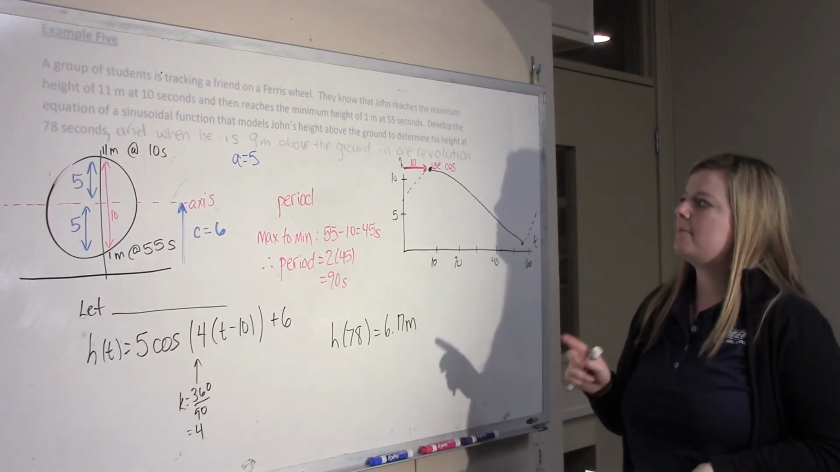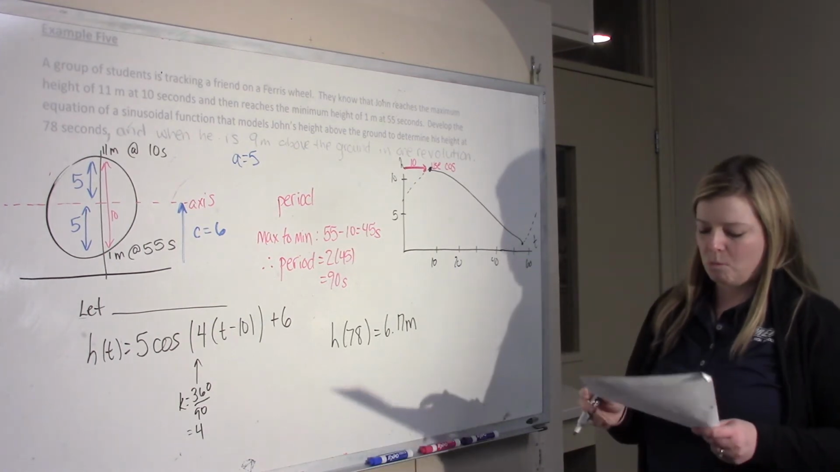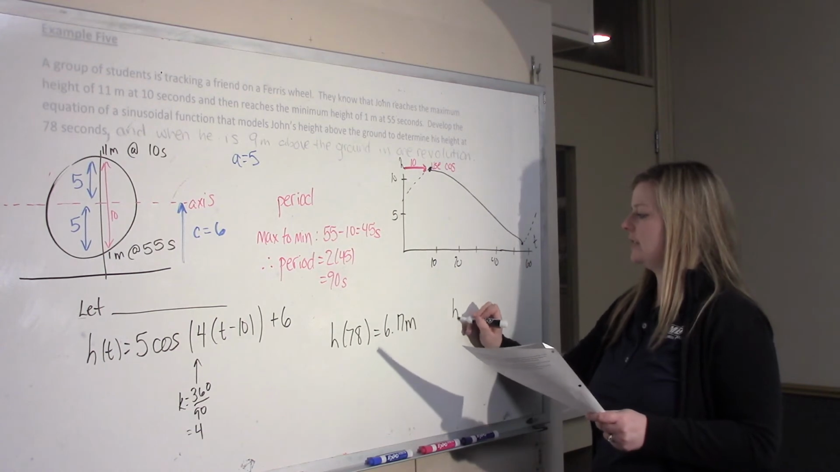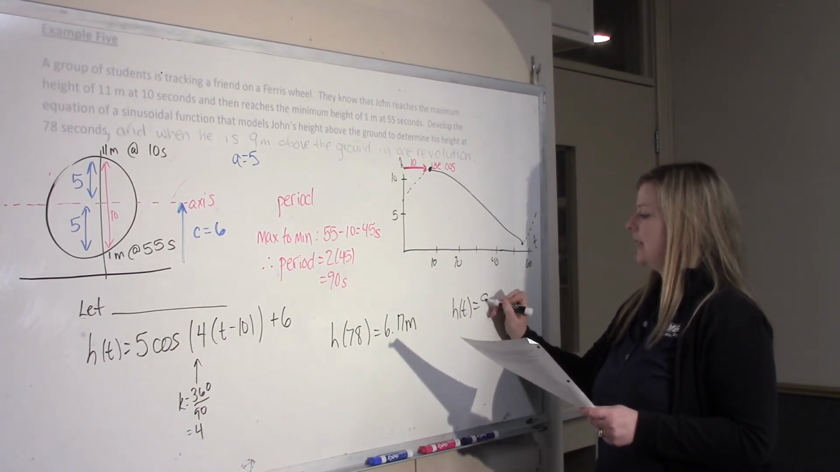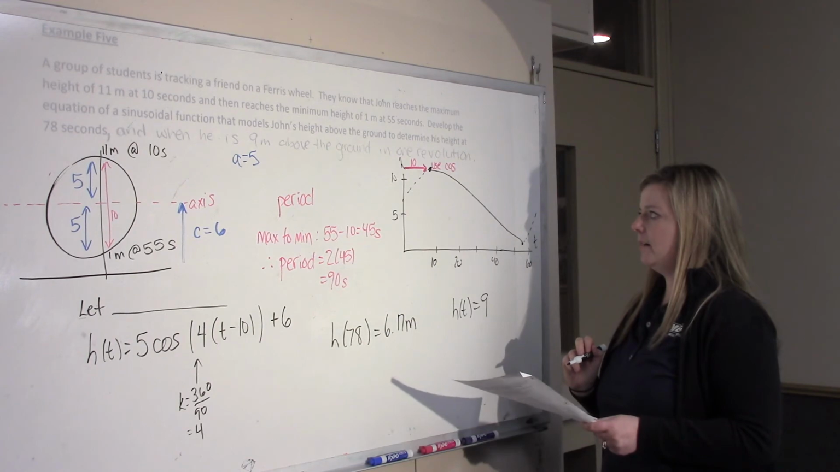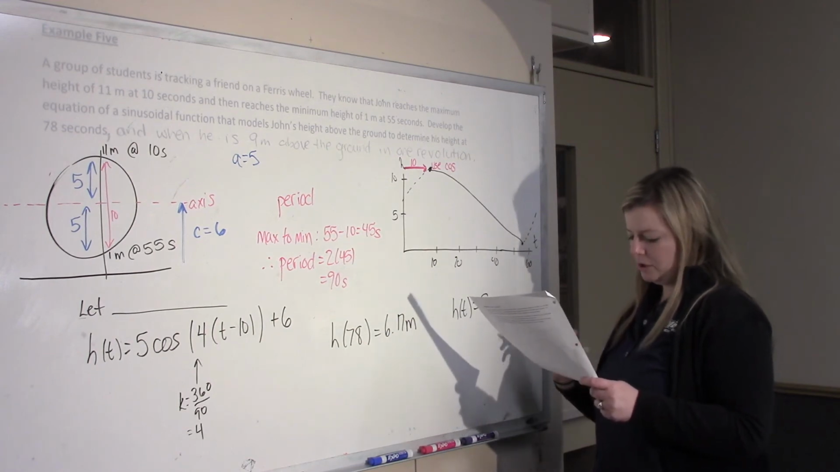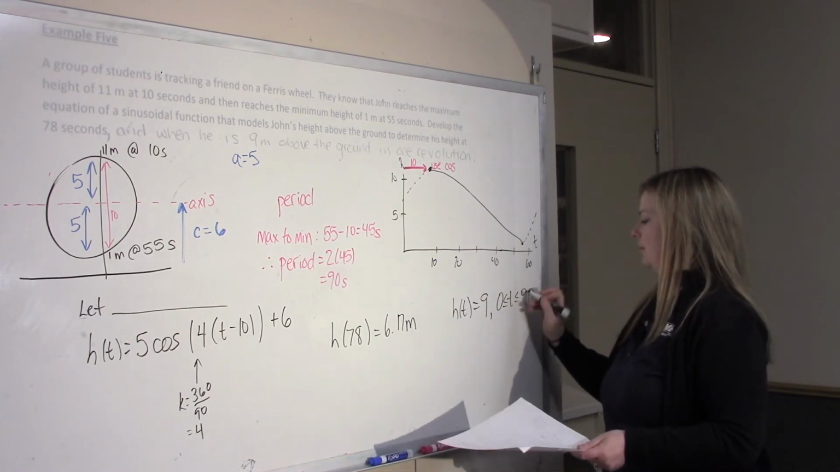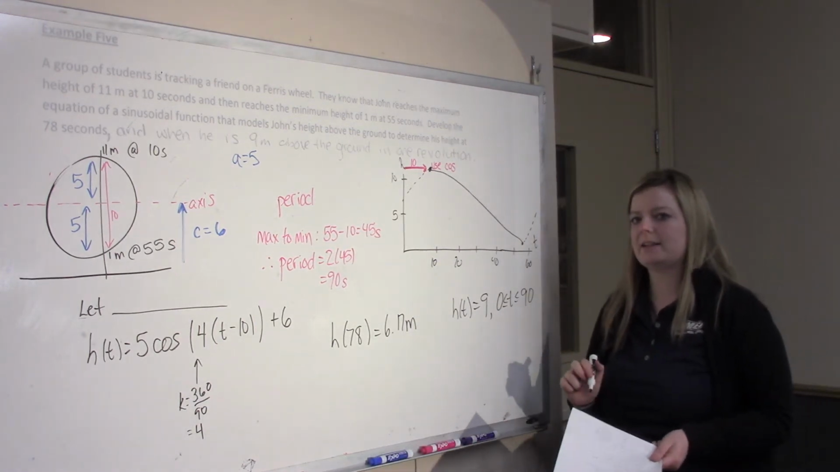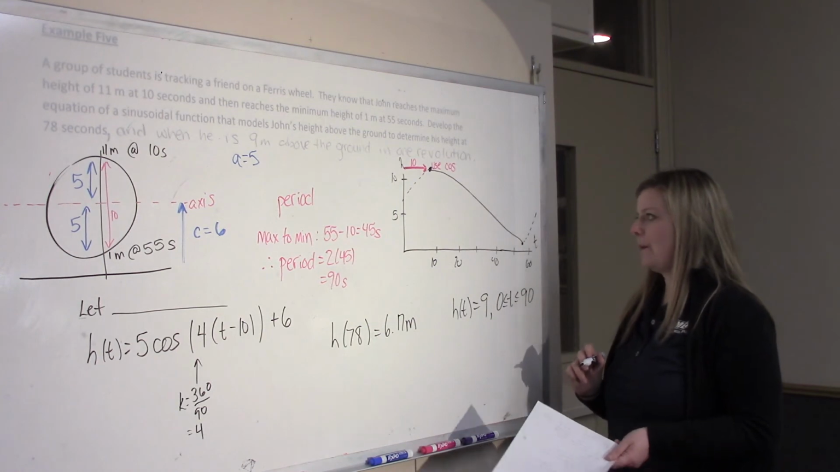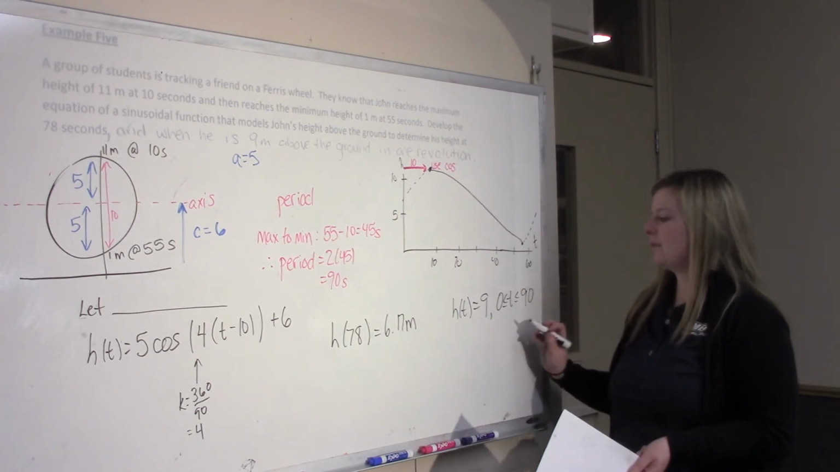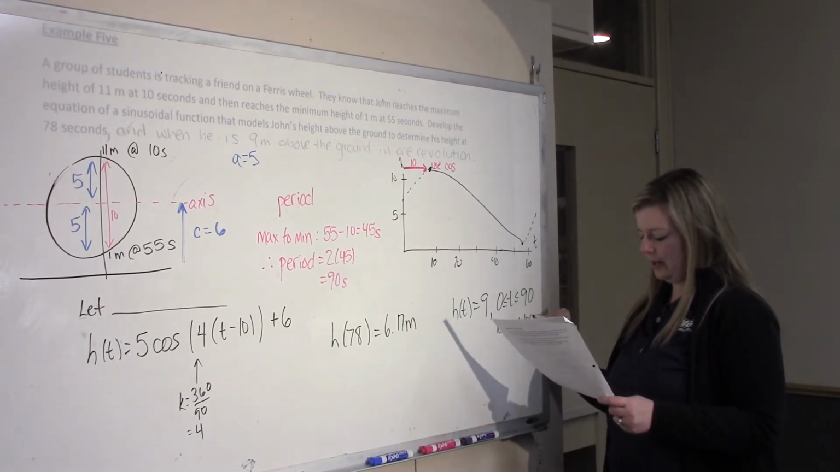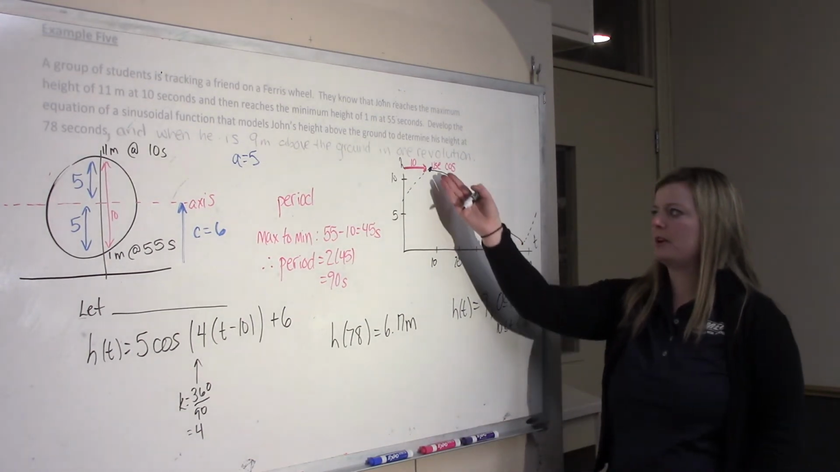When is he 9 meters above the ground in 1 revolution? So that's answering the question, solving h at t equals 9 in 1 revolution. So basically between 0 and 90, okay, because 90 seconds is how long it takes to complete 1 revolution. Now, you can make a case for doing between 10 and 100. That would also make sense because we're doing from a max to a max.